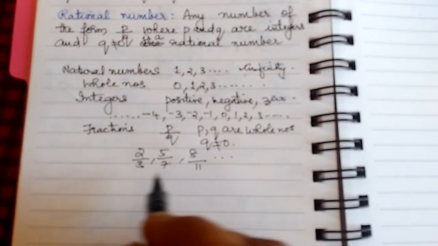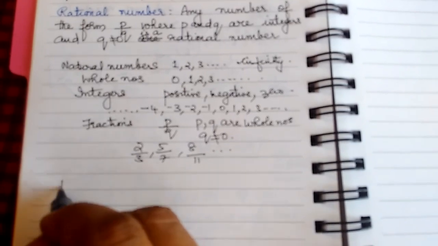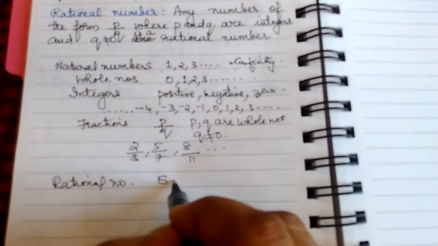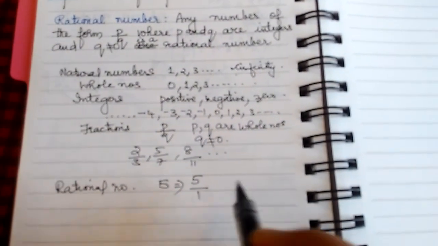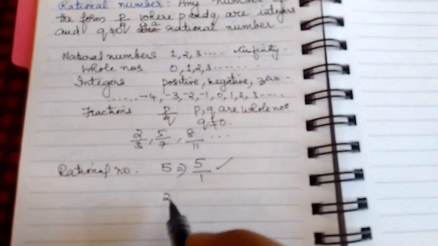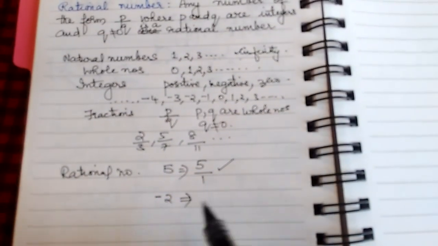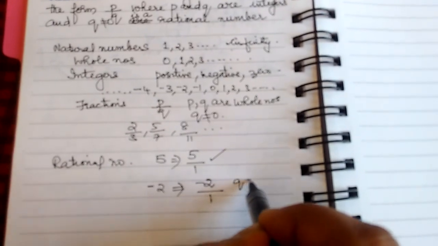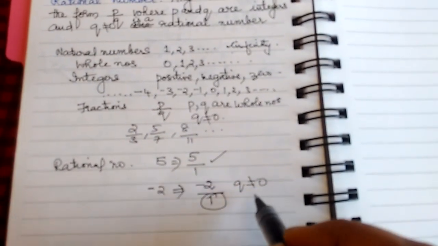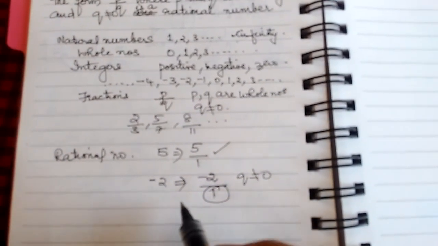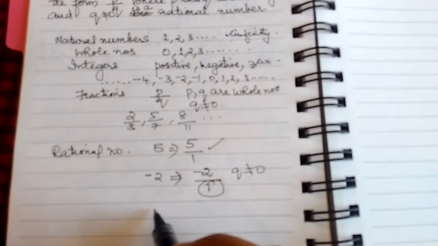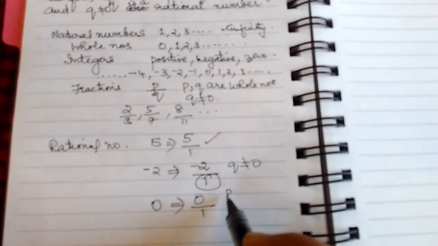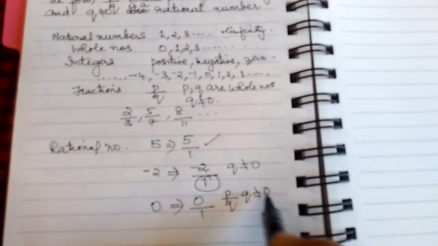Now this year you are going to learn rational numbers. 5 is a rational number because it can be written as 5 upon 1. Minus 2 is an integer, and it is a rational number because minus 2 can be written as minus 2 upon 1, with q not equal to 0, because q is 1. What about 0? 0 can also be written as 0 upon 1, so it is in the form p by q where q is not equal to 0.